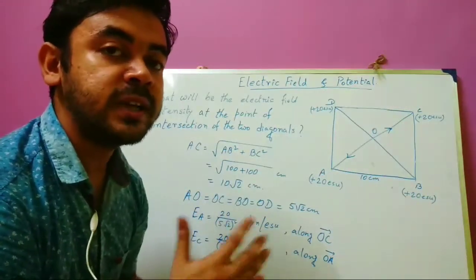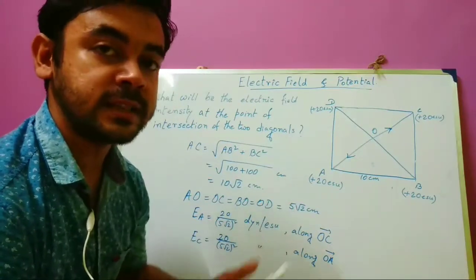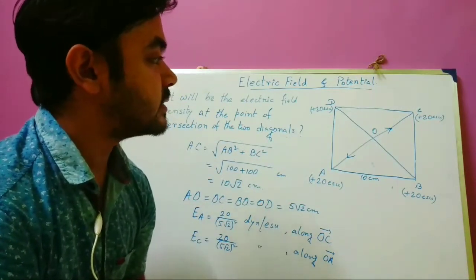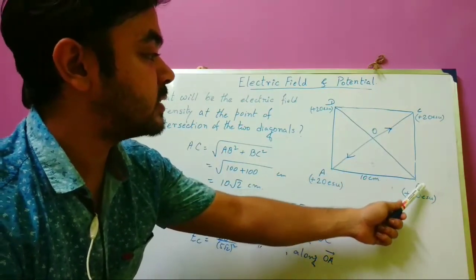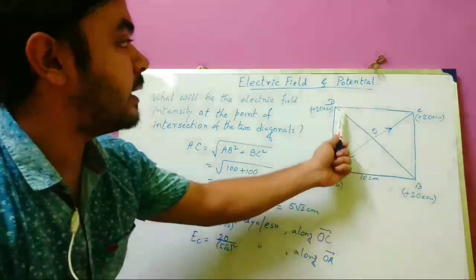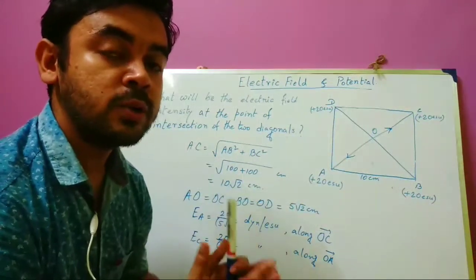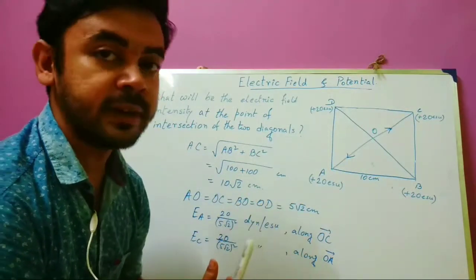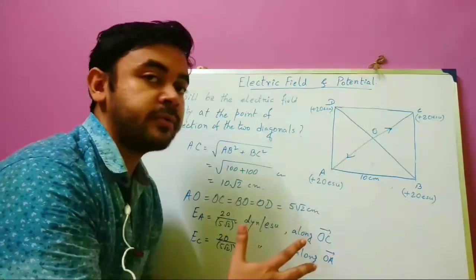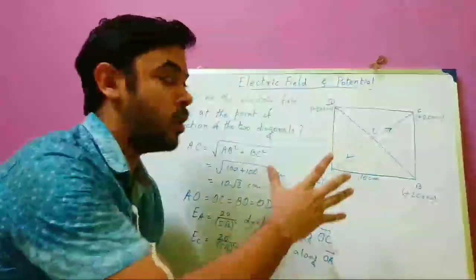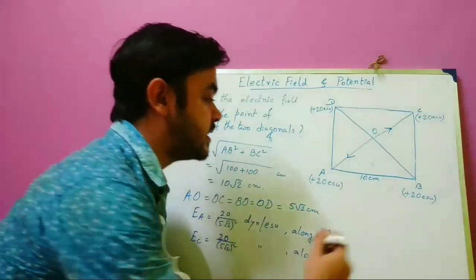So you can see that the electric field intensity at O due to these two charges are equal in magnitude but opposite in direction, so they will cancel each other. Similar is the case for the electric field intensity at O due to the point charges placed at B and D. They will also be equal in magnitude but opposite in direction, so they will also cancel each other. So the net electric field intensity at the point O will be 0.